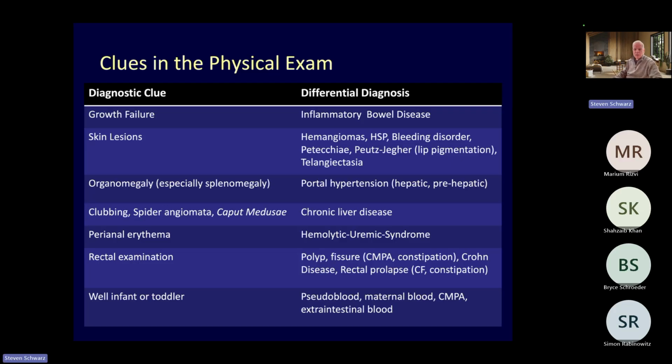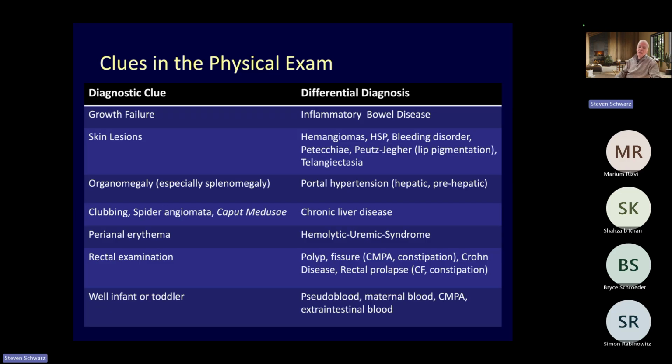Clues to the physical exam. Pull out the growth chart. Are there skin lesions? Does the patient have organomegaly, especially splenomegaly? Does the patient have other manifestations which suggest liver disease? Is there perianal erythema or other perianal findings? That's common in HUS.